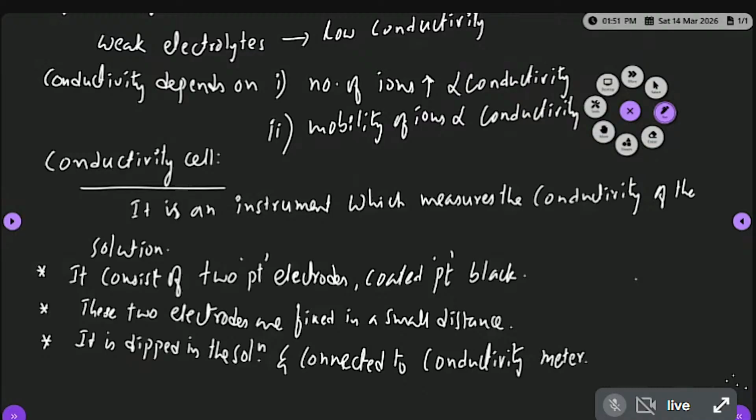Okay, what is conductivity? Already we discussed. The conductivity depends on the number of ions and mobility of ions, and that conductivity can be measured by one instrument, that is the conductivity cell. It is a glass electrode which consists of two platinum wires coated by platinum black. The two electrodes are fixed in a small distance, and then the cell is dipped in the solution and connected to the conductivity meter like this.